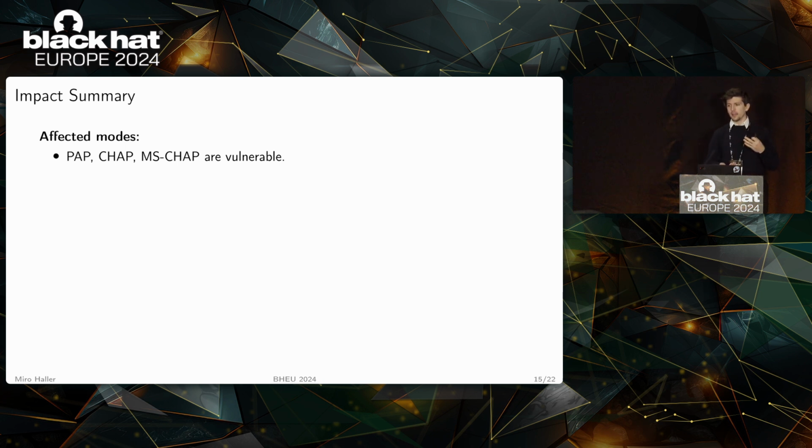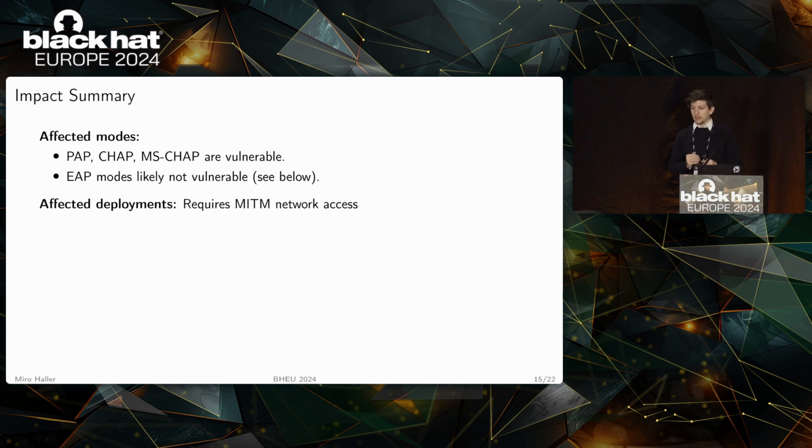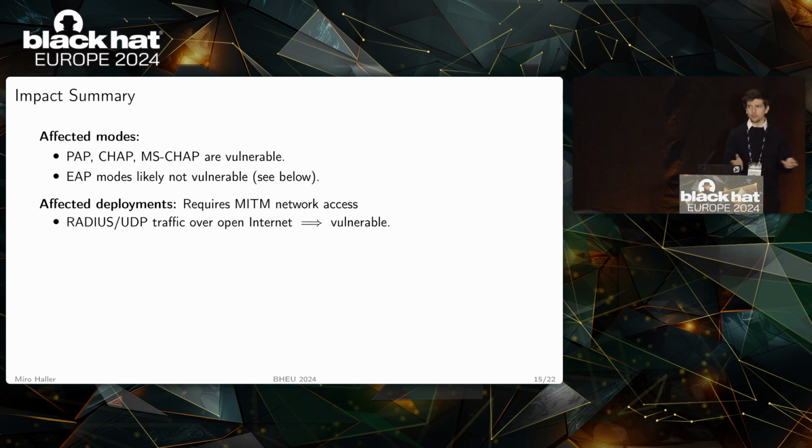Our attack affects both PAP, CHAP, and MS-CHAP modes for RADIUS. It doesn't necessarily affect the EAP modes of RADIUS. This case is a bit complicated, and so I have a separate slide for this later. Our attack also requires machine-in-the-middle network access. And so that means if you send your RADIUS over UDP traffic over the open internet, you're definitely vulnerable. You might wonder, why would anyone send this traffic over the open internet? And is anyone doing that? Well, the answer is actually a surprising number of people are doing this. This includes cloud providers and telecommunication networks.